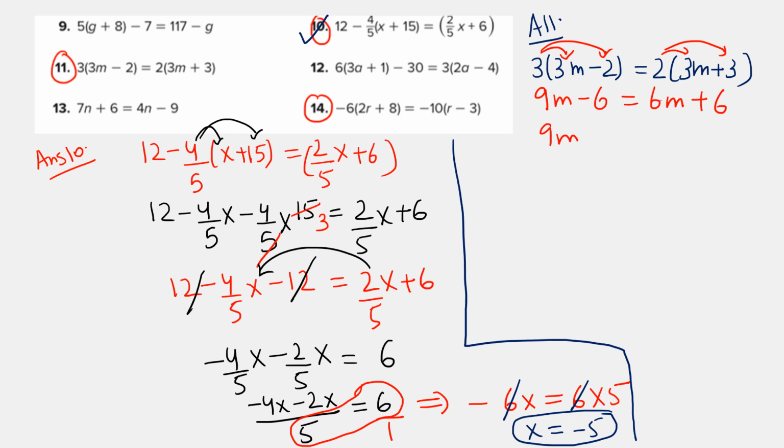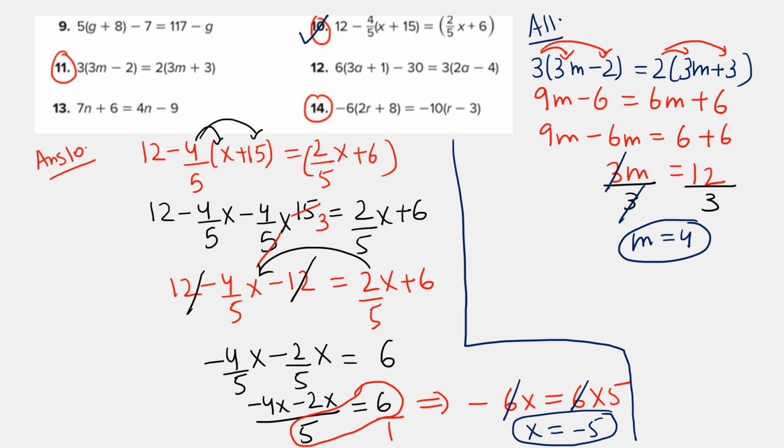So 6m goes here, becomes minus. This 6 goes here, becomes plus. So 6 plus 6 is 12, and this is 3m. Now we divide by 3 both sides. So this and this cancels. M is 4. Okay. Now I would want you to really try yourself.